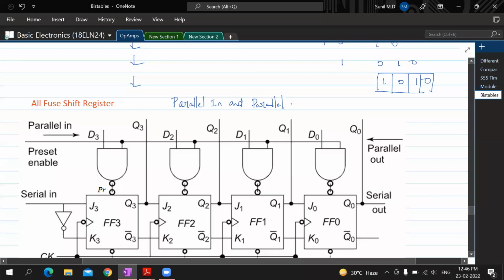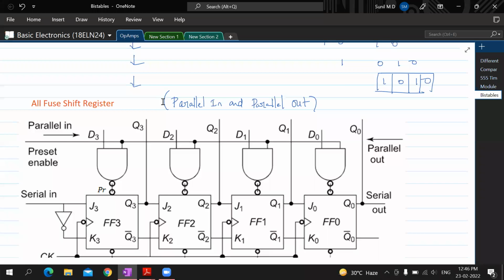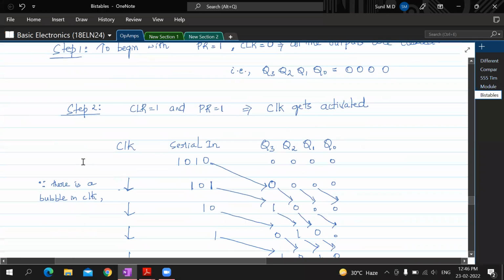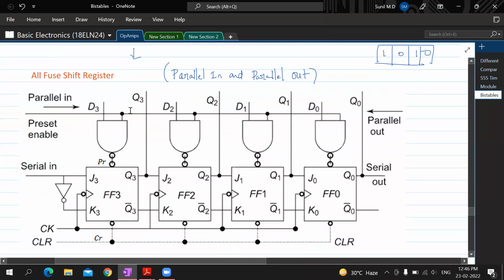How it works as parallel in and parallel out is what we need to understand. So what is the difference between serial and parallel inputs? Can you make that out? See here, serially means it is given one after the other. First 0 gets in, then after the second clock cycle 1 gets in, then 0 gets in on the third, then this fourth one gets in. So that is happening one after the other. Whereas here, all the inputs can be given at a time.